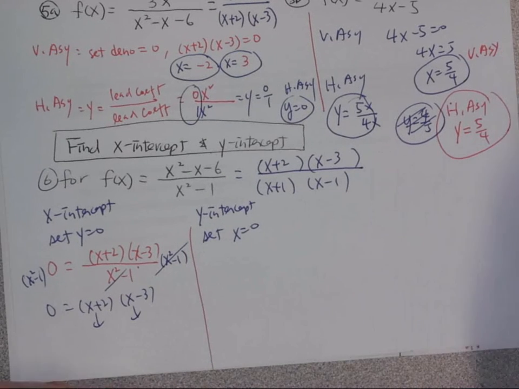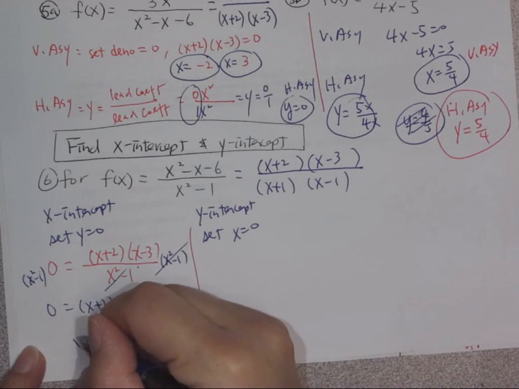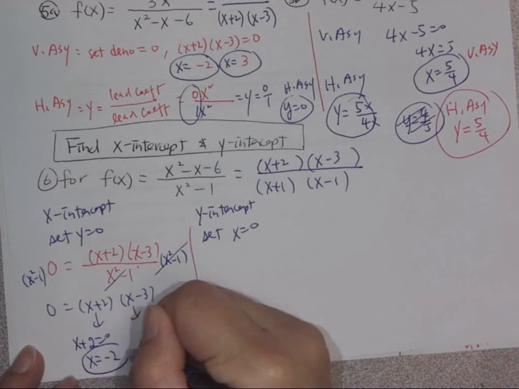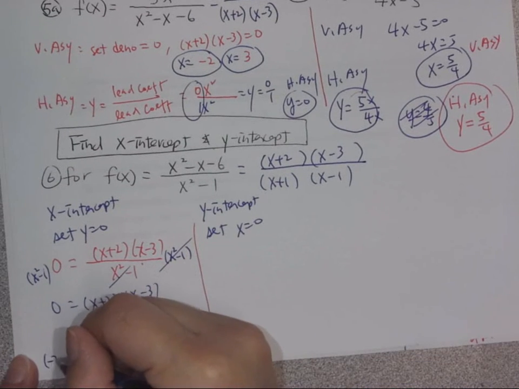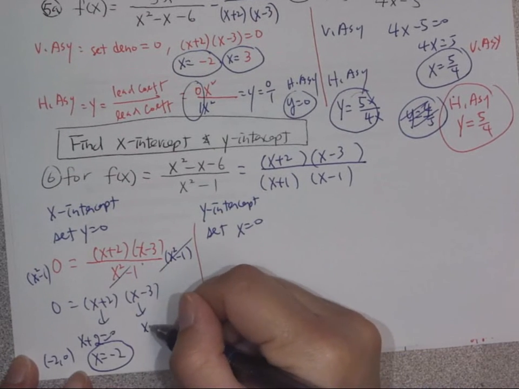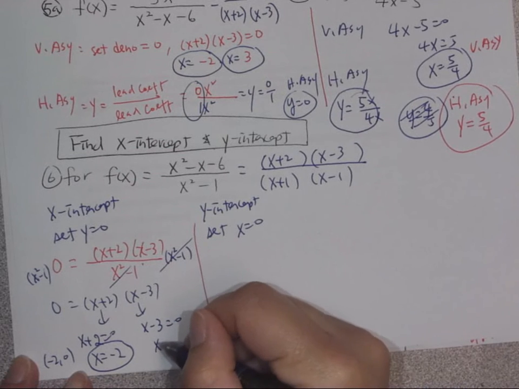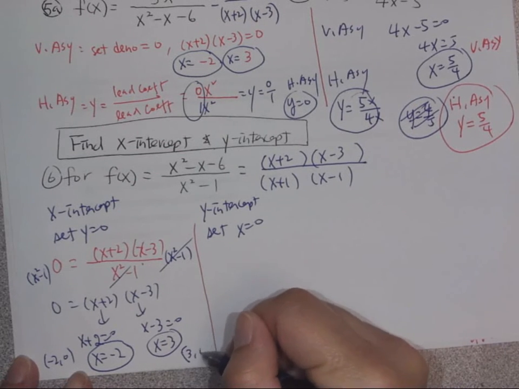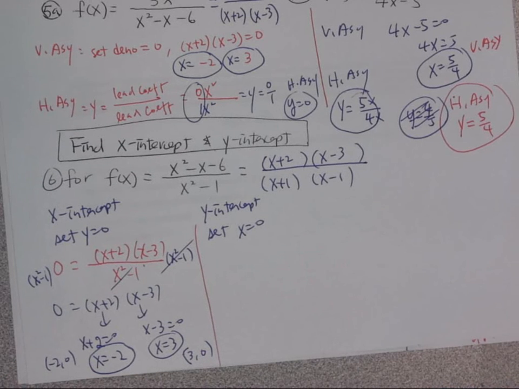Set each of them equal to 0. x plus 2 equal to 0, x equal to negative 2. This is an x-intercept: negative 2 comma 0. x minus 3 equal to 0, x equal to 3. So 3 comma 0. So those 2 points are my x-intercepts.